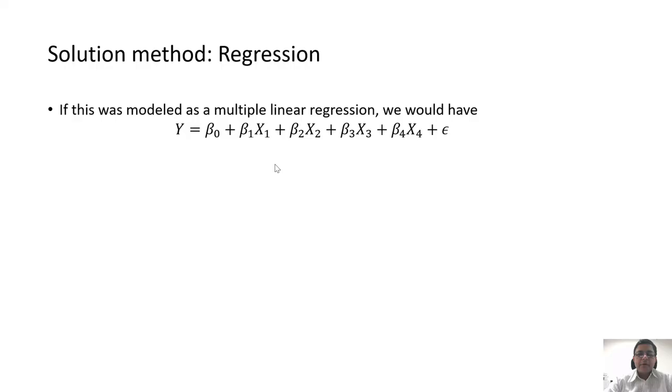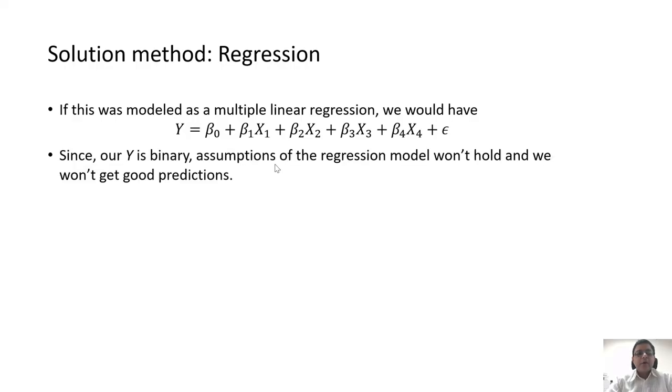Where we know that beta 0, beta 1, beta 2, beta 3, beta 4 are the regression coefficients which need to be estimated for the regression model to be a good model. And we know what we mean by a regression model being a good model. However, as I said, our response variable is binary. And therefore, many of the assumptions of the regression model won't hold, and we will not get good predictions if we decide to go with multiple linear regression. Therefore, we are not going to use MLR for this example. So what are we going to do? We are going to go the logistic regression way. So what is this logistic regression? Let us proceed towards it in a step-by-step fashion.